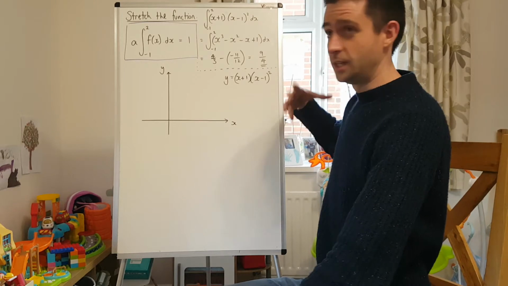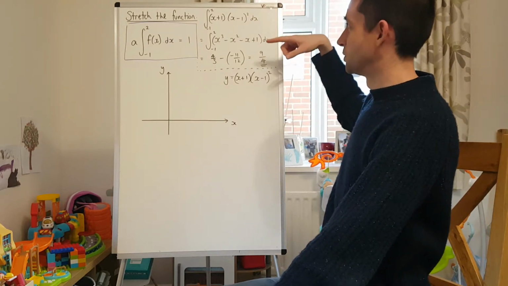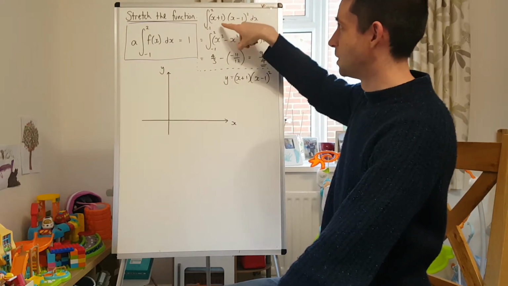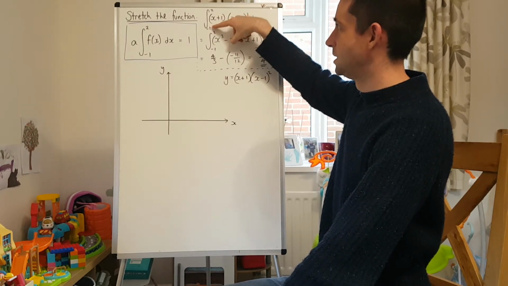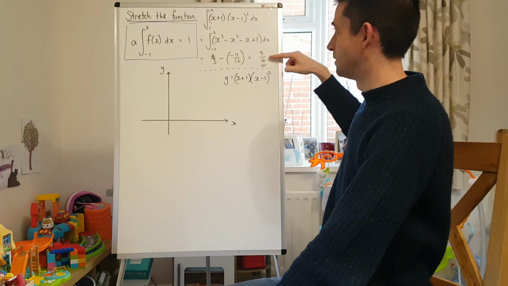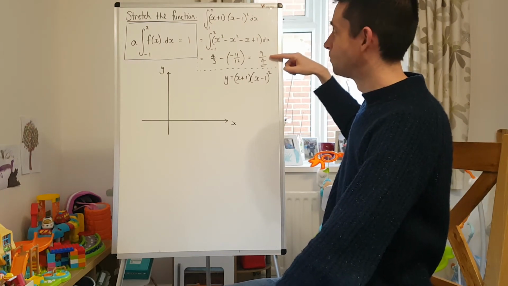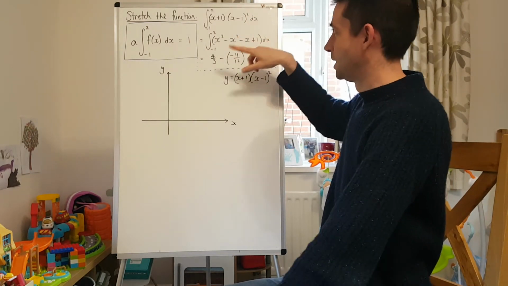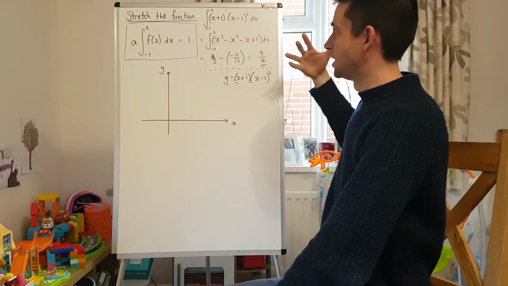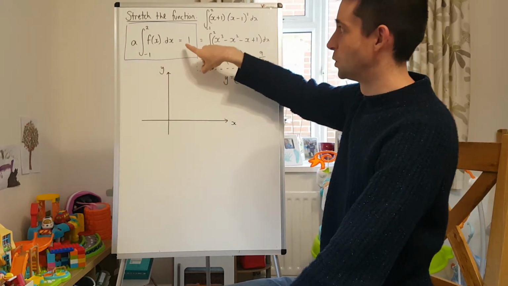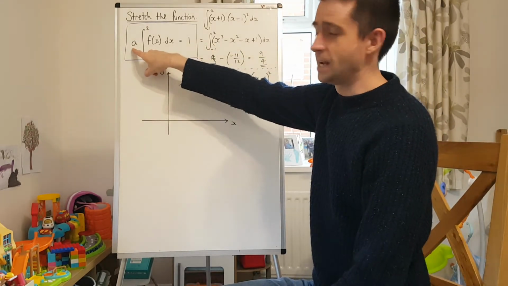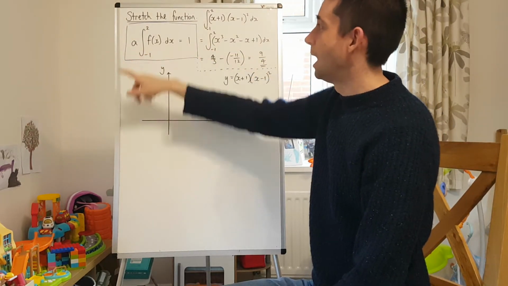This is a continuation of Stretch the Function, first question. What we worked out in the previous video was that the integral of (x + 1)(x - 1)² between -1 and 2 had a value of 9/4. We did that by expanding out and evaluating. And we then said, okay, if I want the value of the integral to be 1 rather than 9/4, I'd have to make a = 4/9.